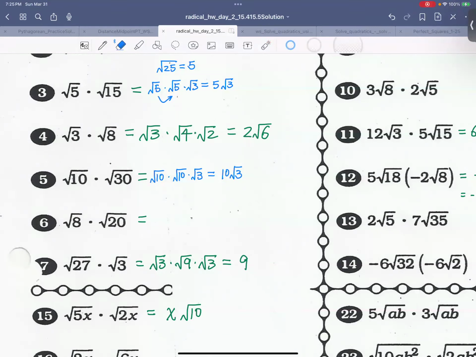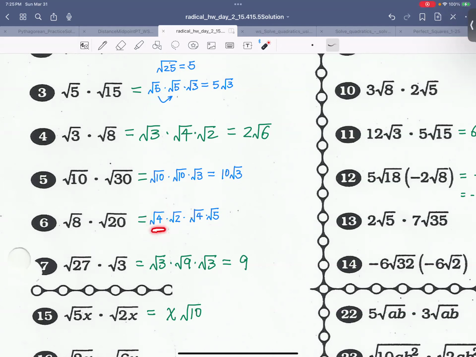Bella, you can try here. How do you rewrite square root 8? We can write it as the square root of 4 times the square root of 2. Okay. Square root 8 as square root 4 times square root 2. And square root 20? And then you can do square root of 4 times the square root of 5. Very good. Bonjour, I cannot hear you. So this becomes 4 times the square root of 10.